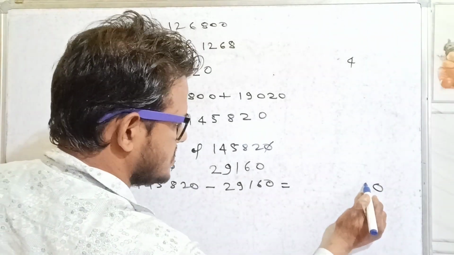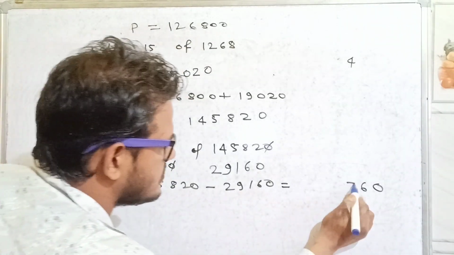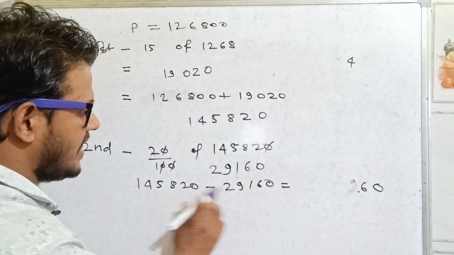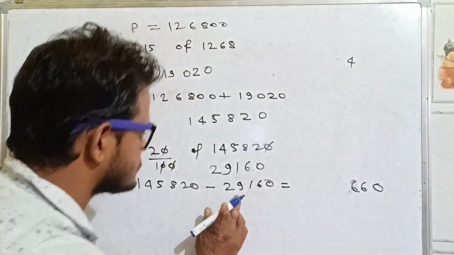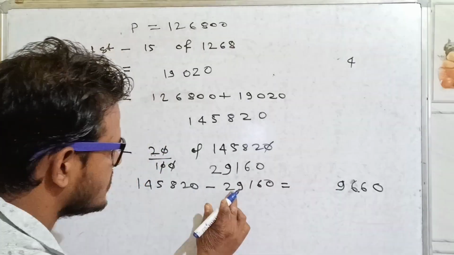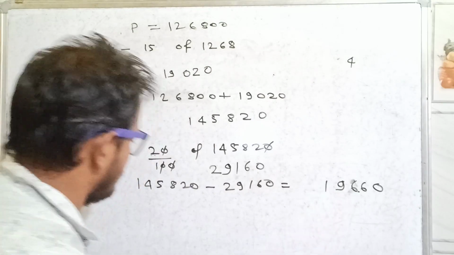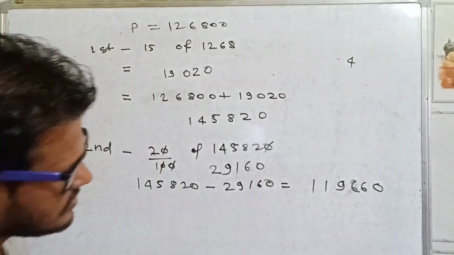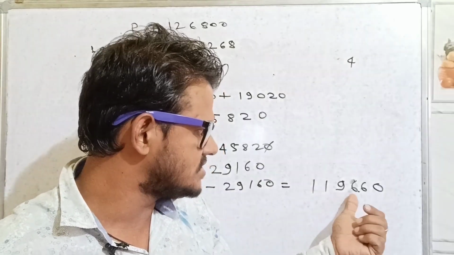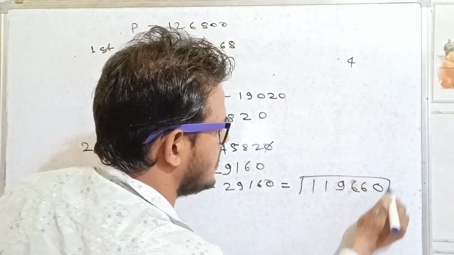12 minus 6 will be 6, here 7, right? Sorry, here will be 6 because 7 minus 1 is 6. Now here is 15, so here will be 9. Now this is 2, so here is 3, so here will be 1 and 1. So 1,19,660 is the population at the end of the second year. So this is our answer, right?